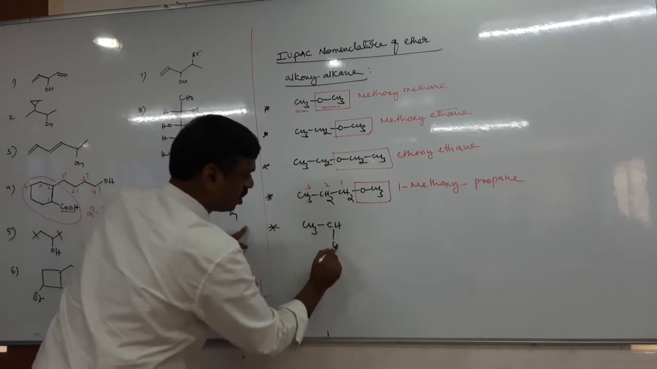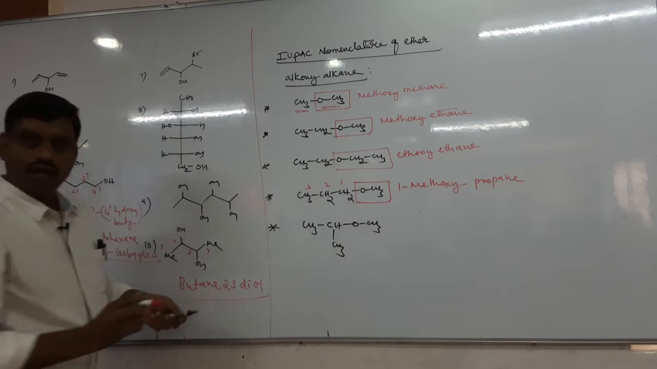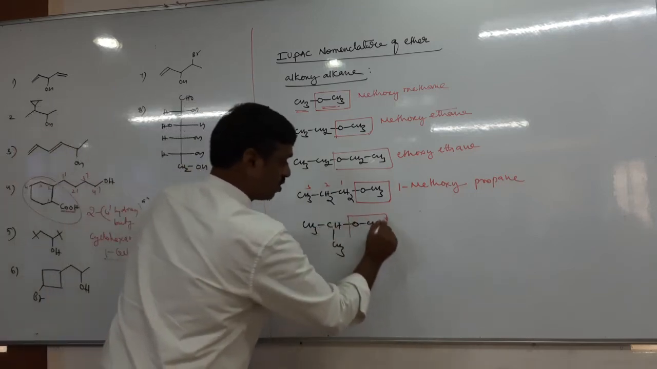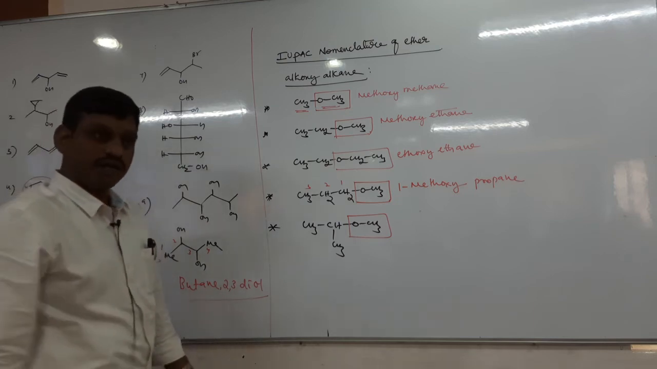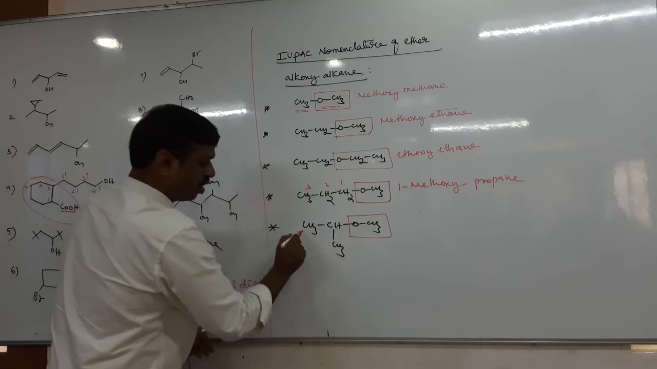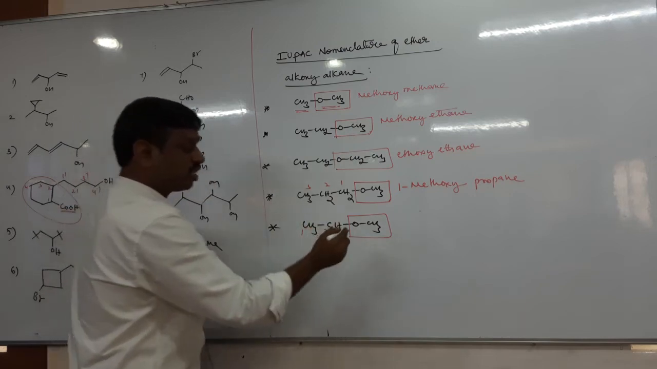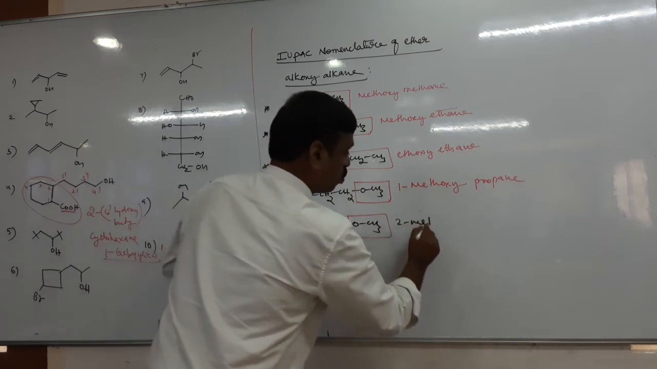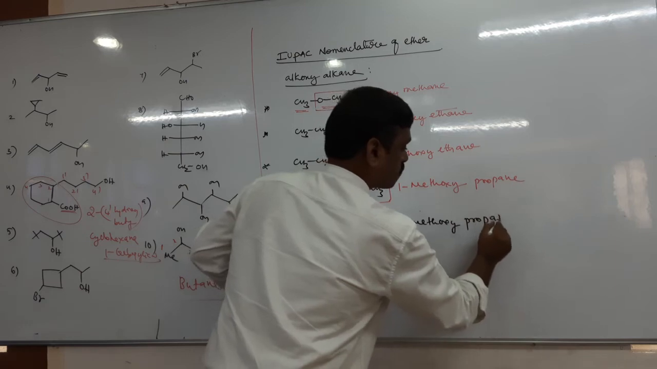If it is CH3CH(OCH3)CH3, tell me now. Again you separate the alkoxy first. In which carbon is the alkoxy group present? Then take the parent chain 1, 2, 3. So therefore, which methoxy? 2-methoxy propane. Do you understand?